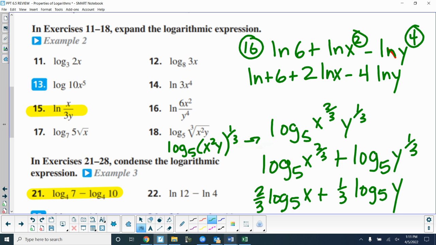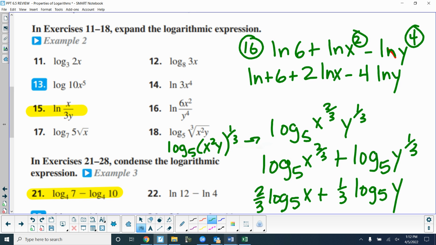Okay? So if you get a cube root or a square root or a fourth root, use the fraction for the exponent. Multiply your exponents and then move your exponents out front. Okay? And your multiplication problems become addition, your division problems become subtraction problems. Okay?